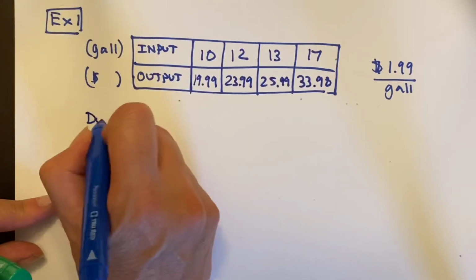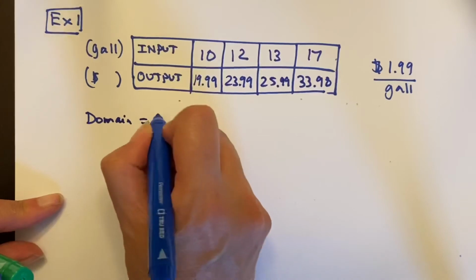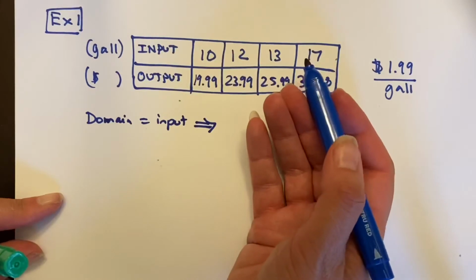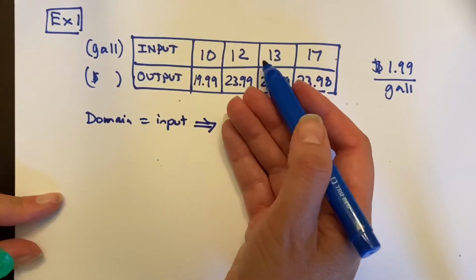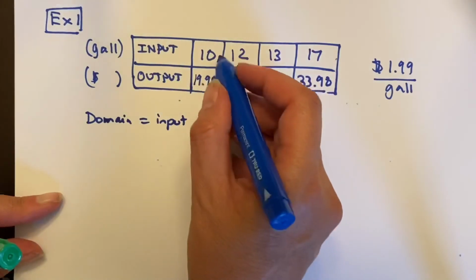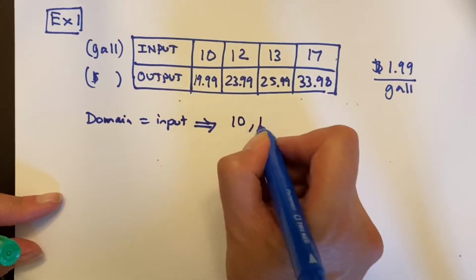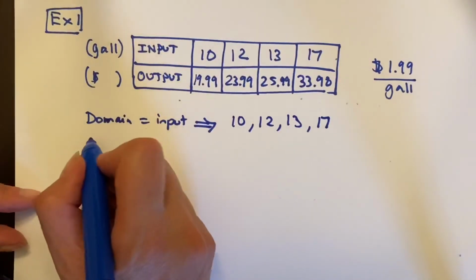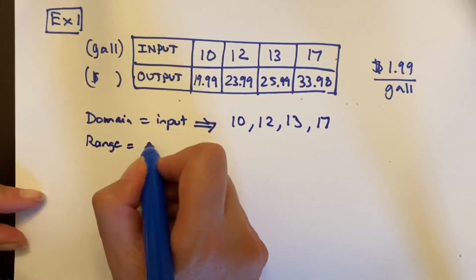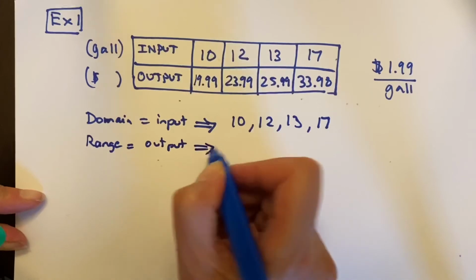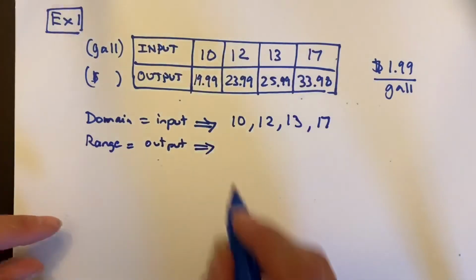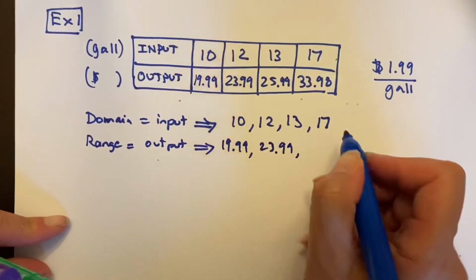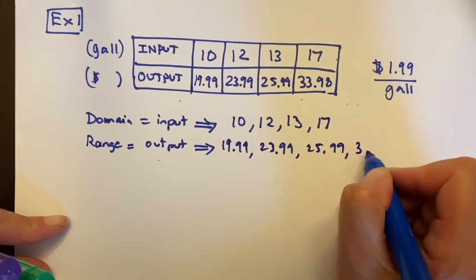So the domain, what is my domain? Remember I said domain equals input. So what is my domain? Well, in this case, I could have put any number. I could have put 1 gallon in the domain, right? Maybe, or 2 gallons or 3 or whatever. But my domain here, which is my input, is 10, 12, 13, 17. My range, which is also known as the output, is the values that correspond to my inputs. It's $19.99, $23.99, $25.99, $33.98.